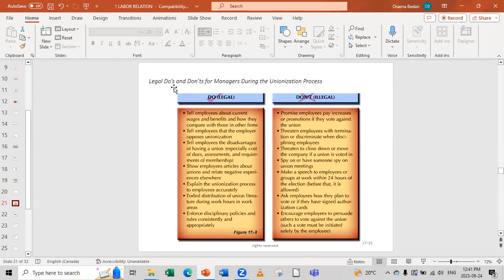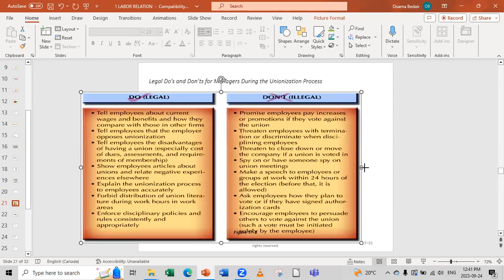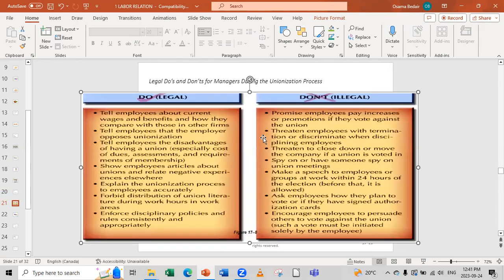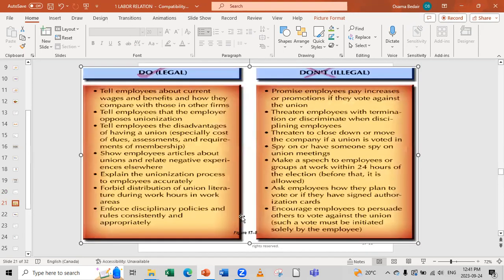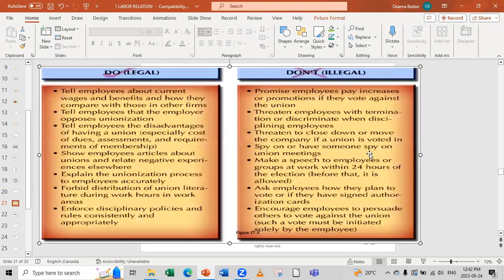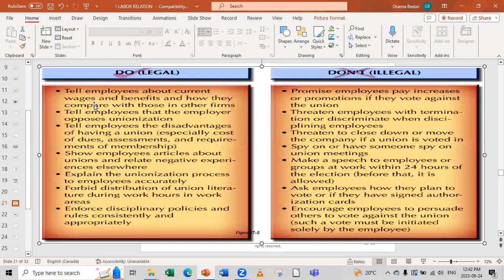So, legal do's and don'ts for managers during the unionization process: what to do and what not to do while you are in the unionization process. I will just enlarge it a little bit so that we can see it, and move it away so that it is enough for the students to see and read. So here: tell employees about current wages and benefits and how they compare with those in other firms. You can do this.